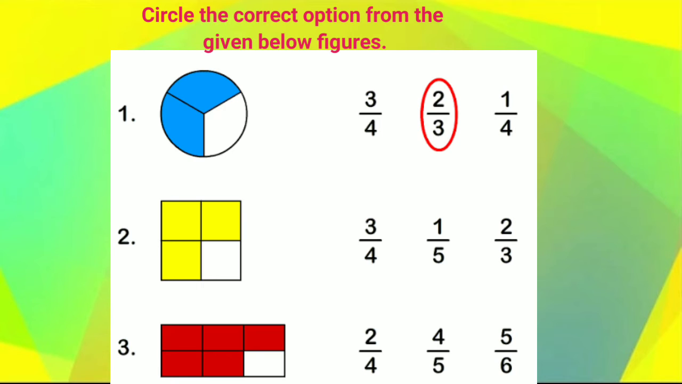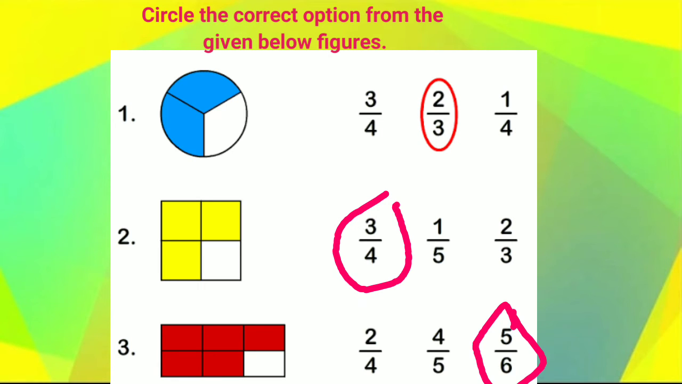There are 4 parts. In 4 parts, 3 parts are shaded. So what will be the answer? It will be 3/4. Third one. 1, 2, 3, 4, 5, 6. Total parts are 6, and out of 6 parts, you can see that 5 parts are shaded. Hence, the answer will be 5/6. Did you understand, children?